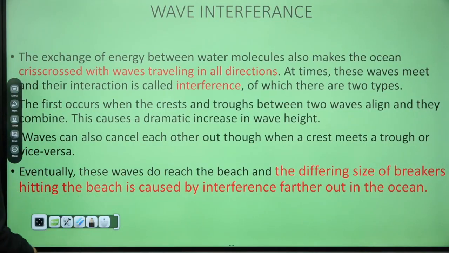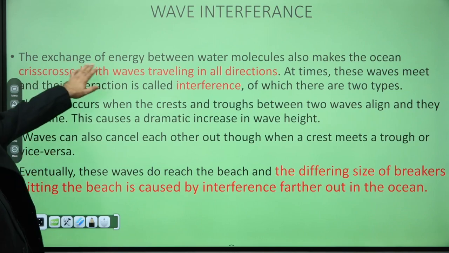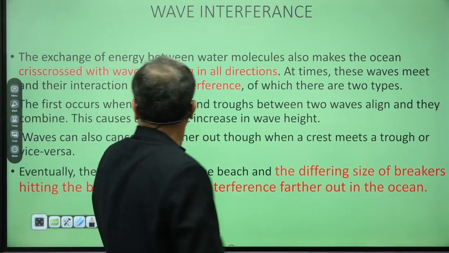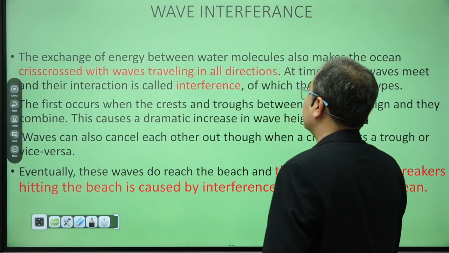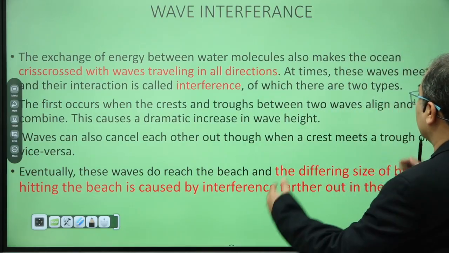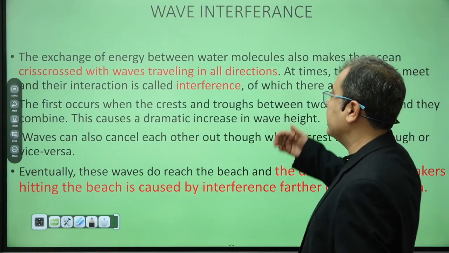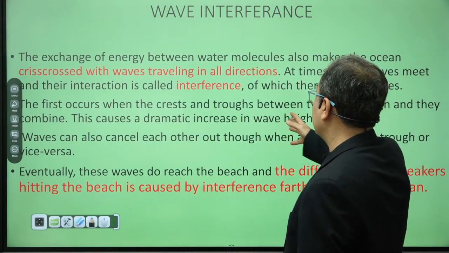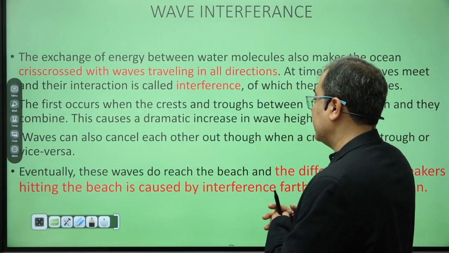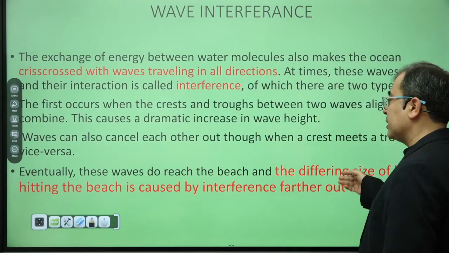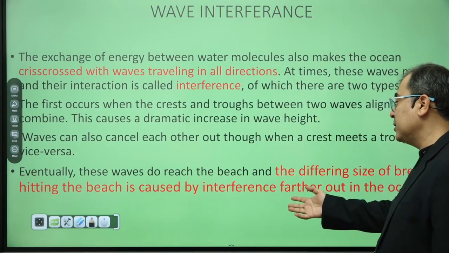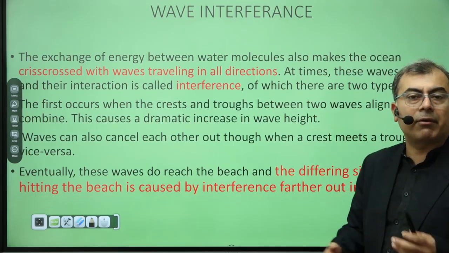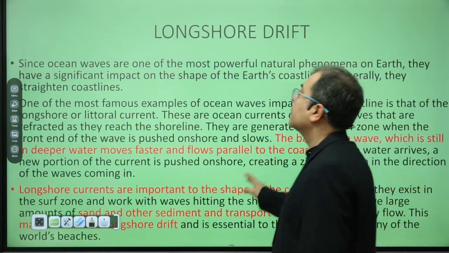डायग्राम मैंने आपके सामने बना दिया है. The exchange of energy between water molecules also makes the ocean crisscross with waves traveling in all directions. These waves cut across each other. They create interference, first occurring when the crests and troughs are colliding, and as a result, different sizes of breakers hit the beach, and the beach will have all the sand coming in.